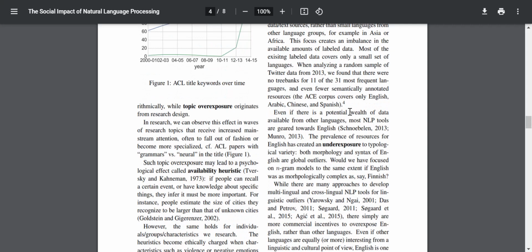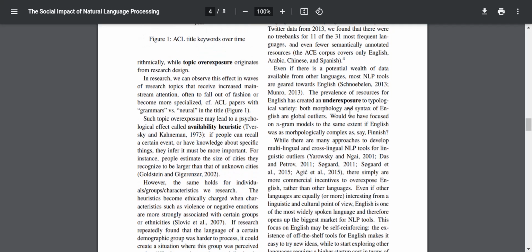Even if there's a potential wealth of data available from other languages, most NLP tools are geared towards English. The prevalence of resources for English has created an underexposure to typological variety. Both morphology and syntax of English are global outliers. Would we have focused on n-gram models to the same extent if English was as morphologically complex as, say, Finnish?